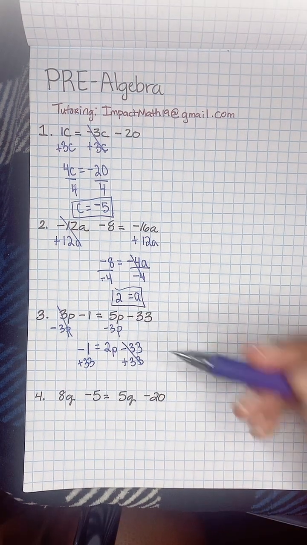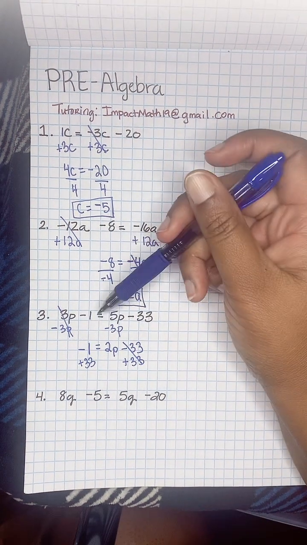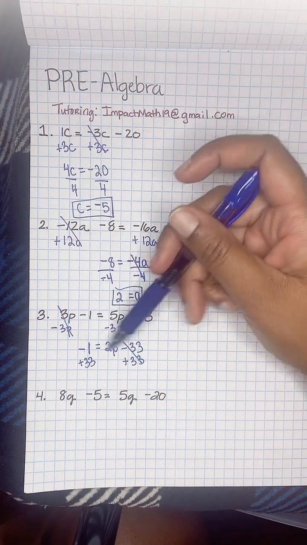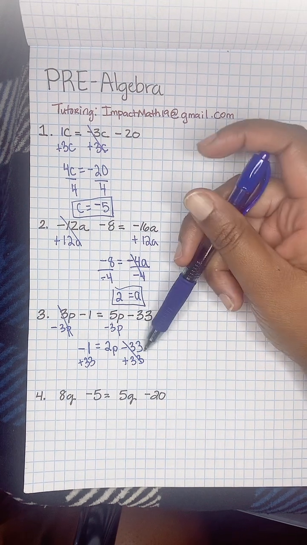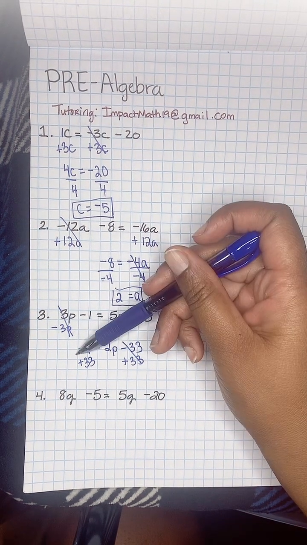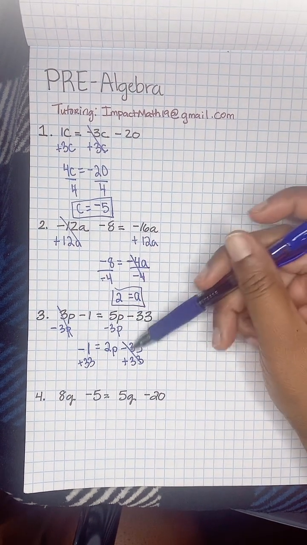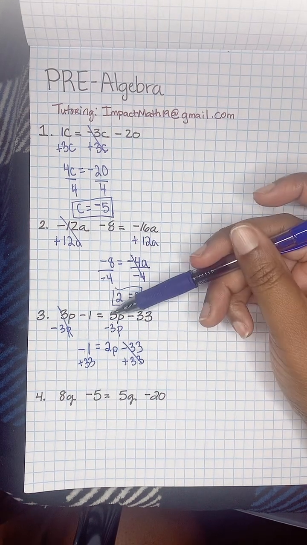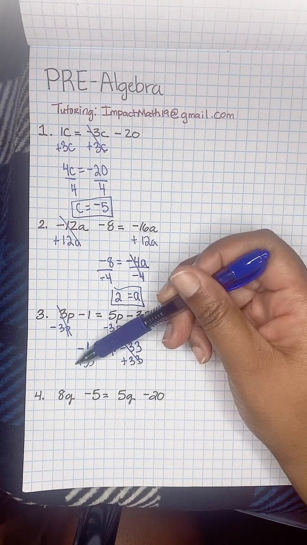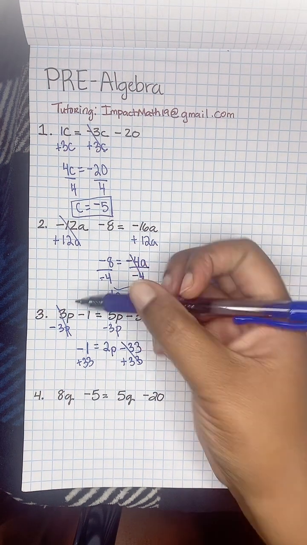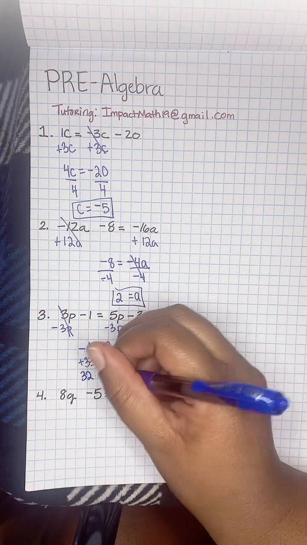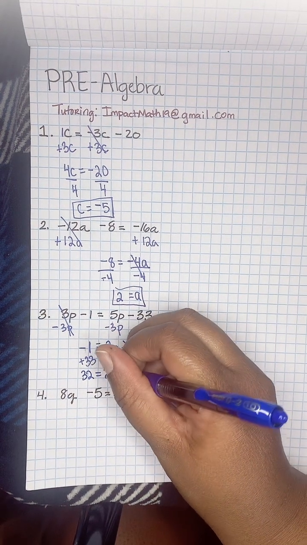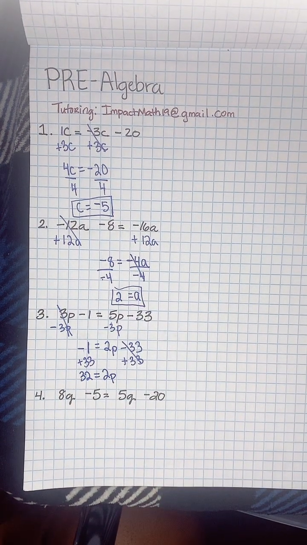Oh, somebody said add 1. You could have added 1 if you would have brought the 5 over here. But since we brought the p to this side, that forces us to bring the number to this side, because we don't want everything on one side. So that's why we have to move the 33 over here. Okay. So -1 plus 33 gives us 32 equals 2p. Good. Okay, I'm glad that's making sense.